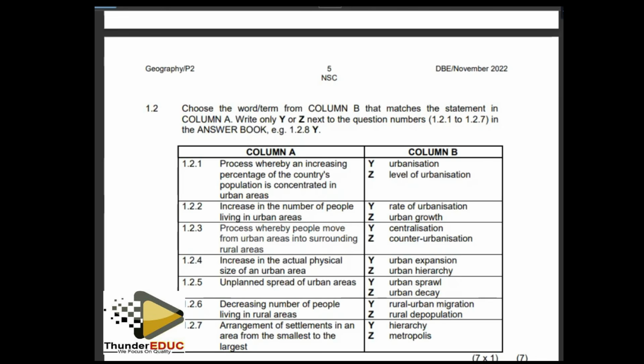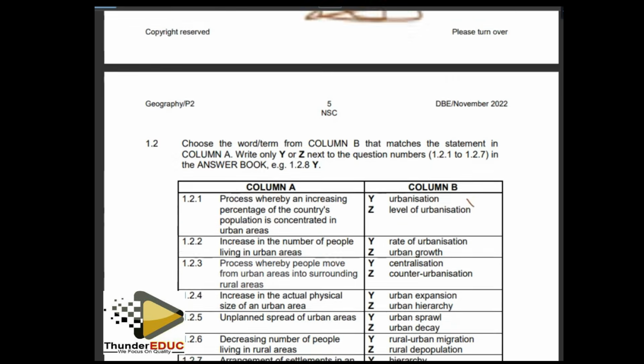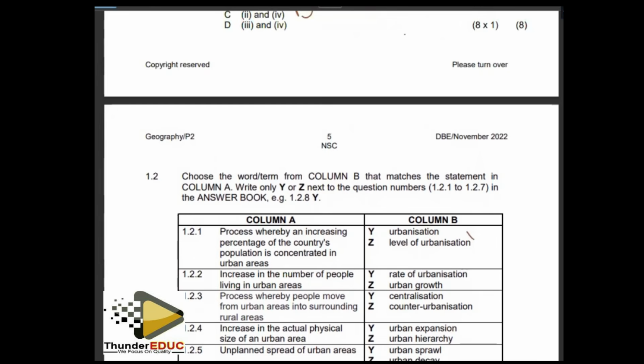1.2.1, they say process whereby an increasing percentage of the country's population is concentrated in urban areas. Of course, yeah, that is why. The answer here is Y.